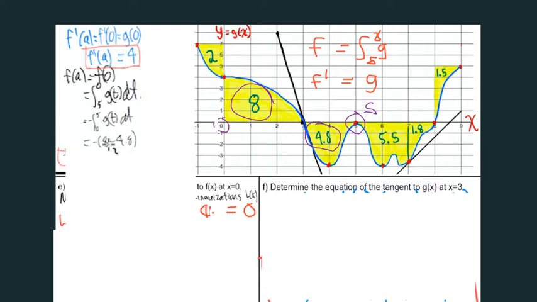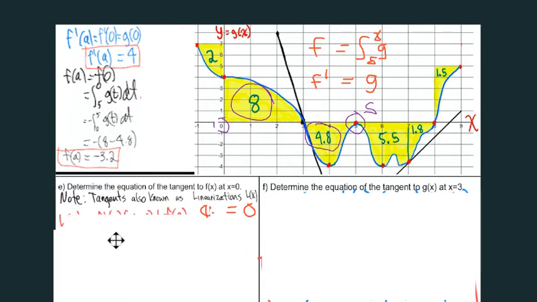So it's the negative of 8 minus 4.8, and that's going to work out to negative 3.2. Okay, 8 minus 4.8 is 3.2. Take the negative of it, and it's negative 3.2. So that's our f at a value.